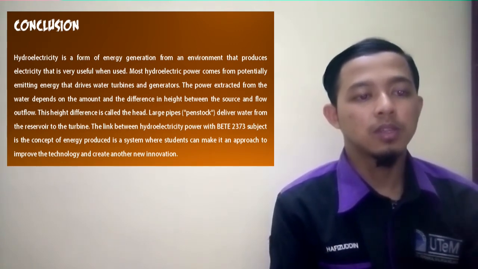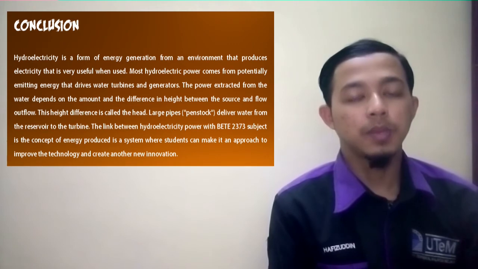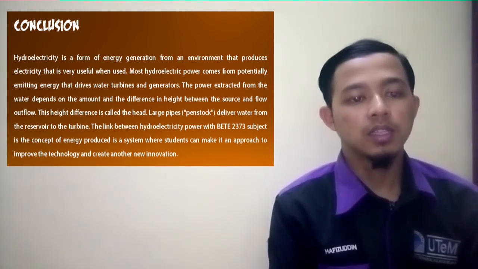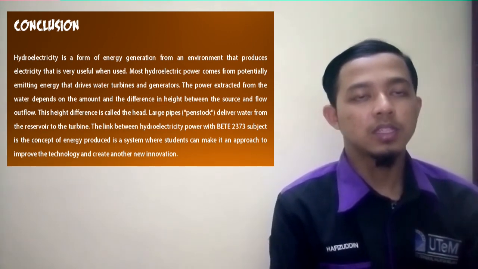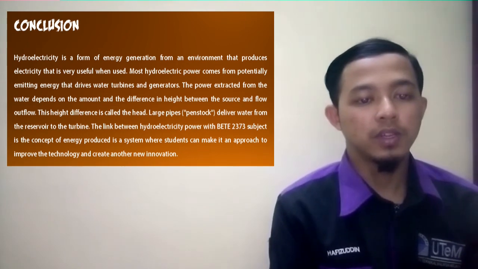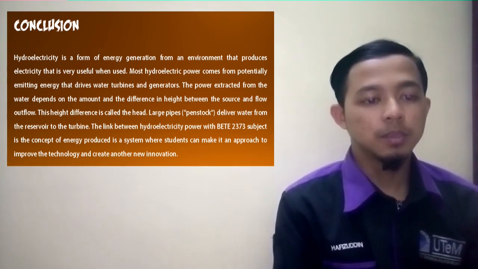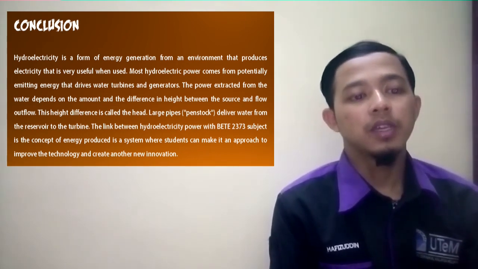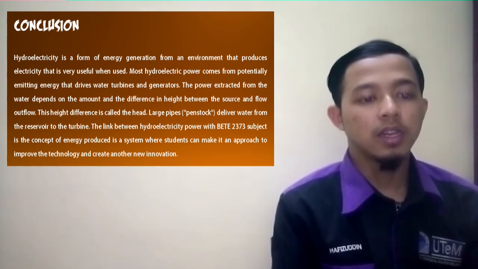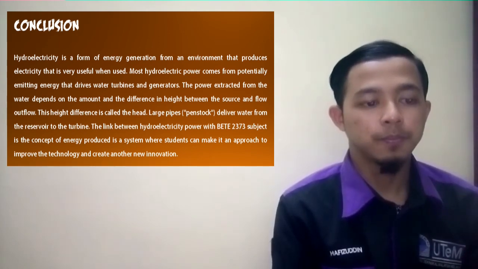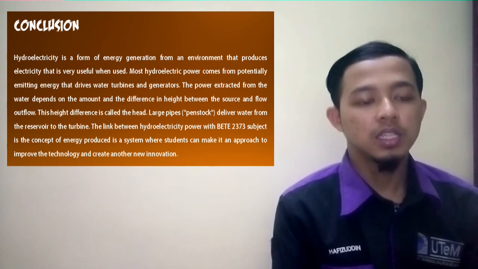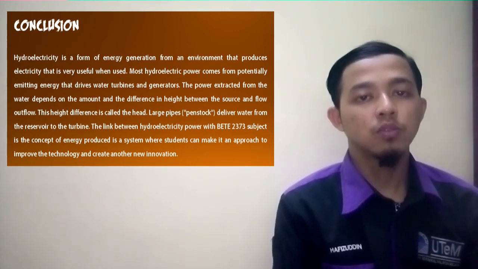Large pipes deliver water from the reservoir to the turbine. Lastly, the relation between hydroelectric power and the subject BETE 2373 is the concept of the energy produced is a system where students can take an approach to improve the technology and create another new innovation. Therefore, the output of this system is DC voltage that is very useful in our life.